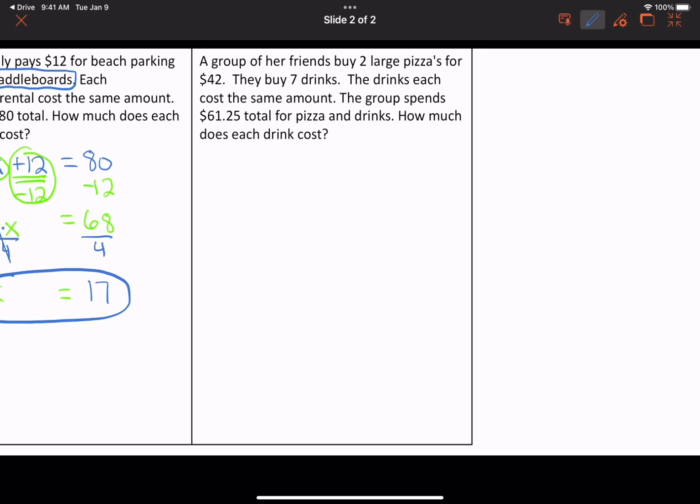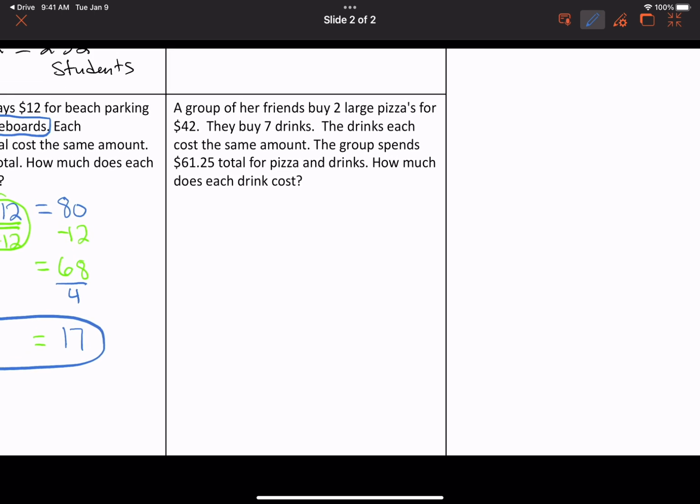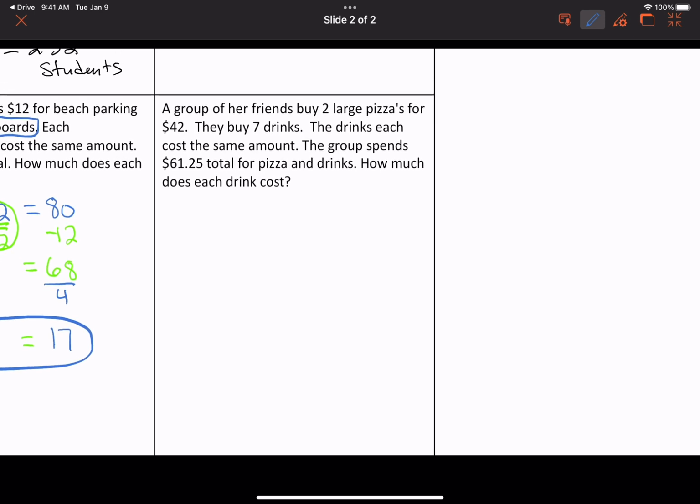Lastly, remember to pause this, try it out. A group of her friends buy 2 large pizzas for $42. They buy 7 drinks. The drinks each cost the same amount. The group spends $61.25 total for pizza and drinks. How much does each drink cost?